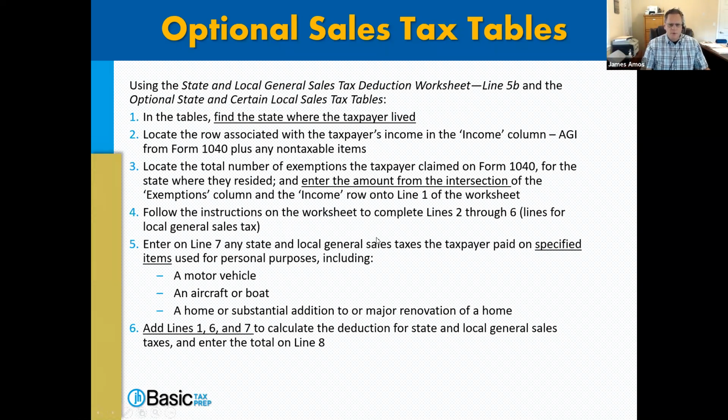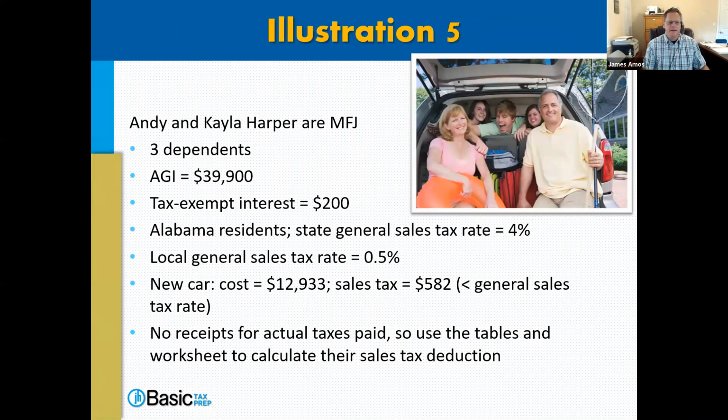And then you just follow the rest of the worksheet to make sure there's nothing else. See, there's other things you can add to it, like the general sales tax that you paid for buying a special item like a car or a boat or something like that. You add it all together, and that's your general sales tax amount. Okay. Now, does that sound confusing? It is, only because the way you see it here, it's not that bad.